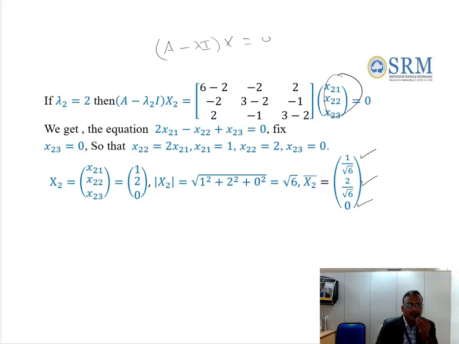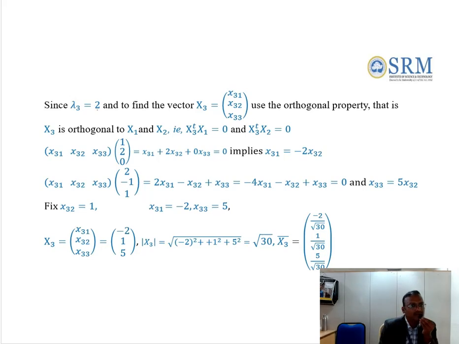To find the third eigenvector corresponding to the same eigenvalue, that is 2, we have to use the orthogonal property. That means the vector x3 should be orthogonal to the other two vectors. Orthogonal means perpendicular. So we are going to find the vector x3 such that it is perpendicular to x1 and x3 is perpendicular to x2. If they are perpendicular, then the inner product of these two is 0. The geometry says that if any two vectors are perpendicular, then their inner product equals 0. Therefore the inner product of x2 and x3 is 0, and the inner product of x3 and x1 equals 0.